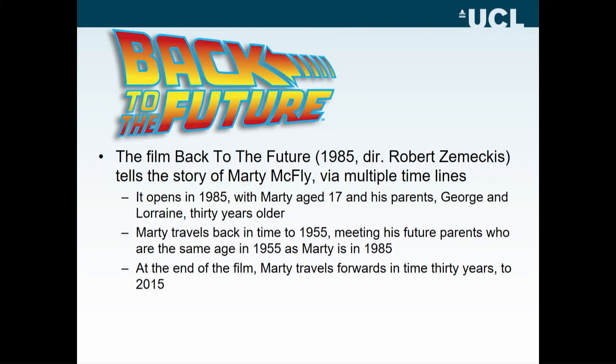Okay, most of you. I've tried to avoid plot spoilers, but I'll run with it. So it opens in 1985 with the character Marty McFly. He's aged 17 and he lives with his parents, and his parents are 30 years older than him. In the course of the film, he travels back in time to 1955, where he meets his future parents, the teenagers who will become his parents. In 1985, they're the same age, 17, as he is in 1985. And at the end of the film, he travels forward in time, again another 30 years to 2015.